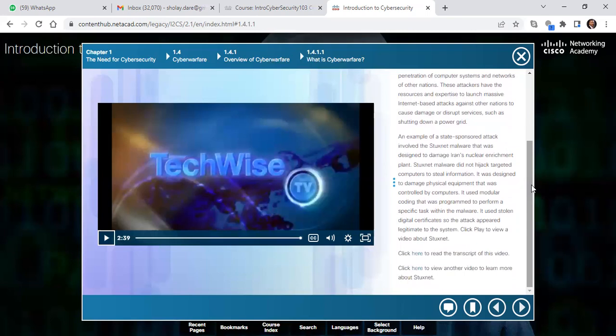Okay, so an example of a state-sponsored attack is what we're watching in the news, which is the Stuxnet malware that was designed to damage Iran's nuclear enrichment plant. Stuxnet did not hijack targeted computers to steal information. It was designed to just damage physical equipment that was controlled by computers. It used modular coding that was programmed to perform a specific task within the malware. It used stolen digital certificates so the attack appeared legitimate to the system.